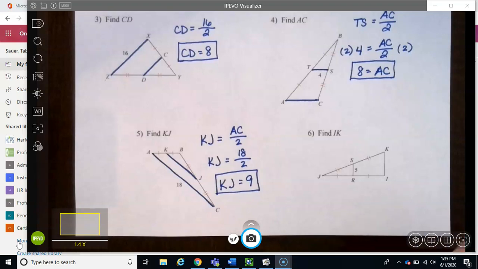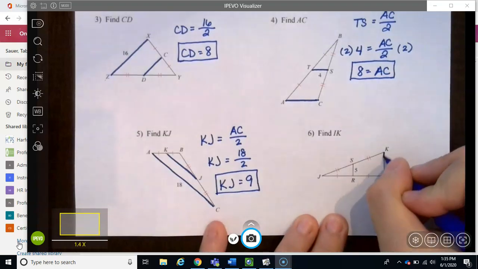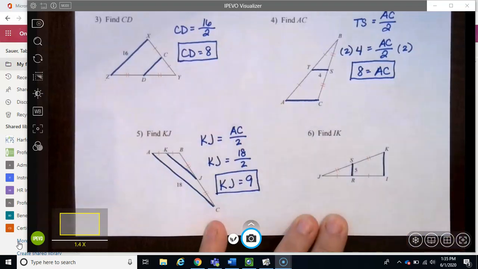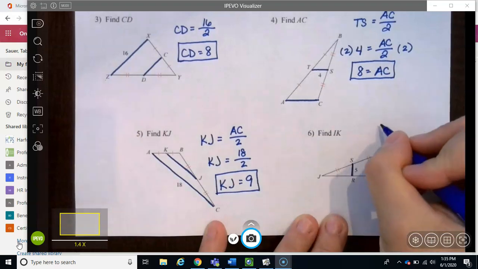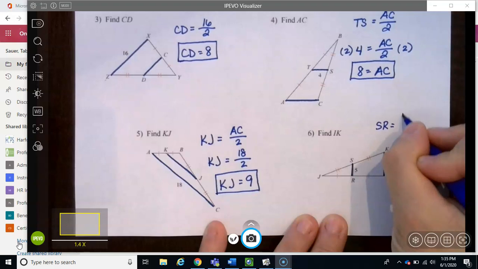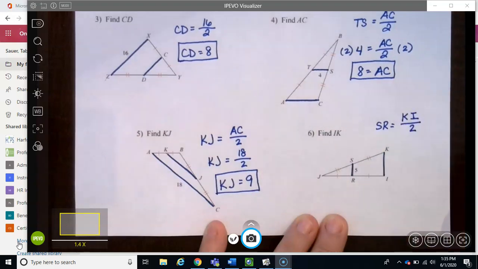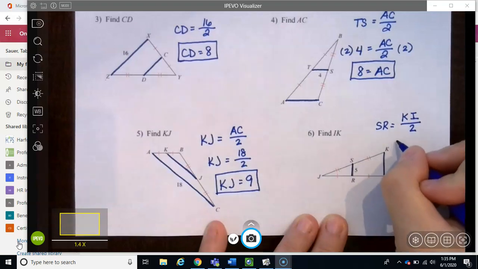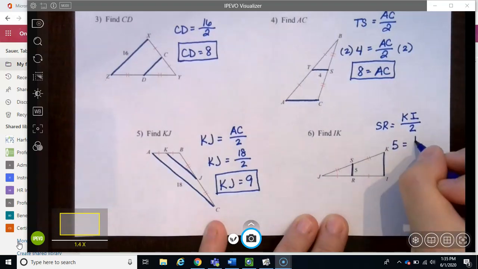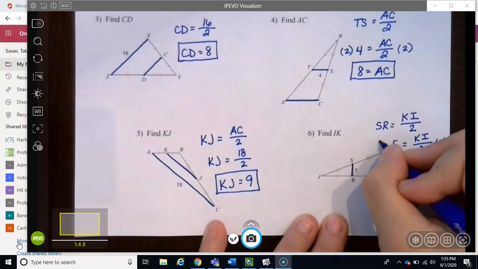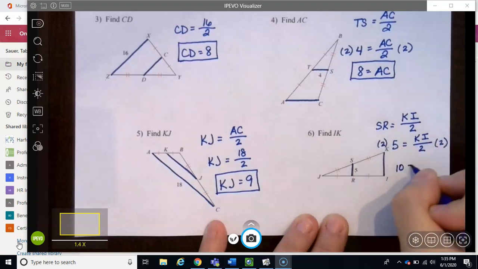All right, find the length of IK. IK is the base. SR is the segment that's parallel to it. So we set it up as the mid-segment, which is SR, is equal to the base that's parallel to that, KI, which is what we're trying to find, divided by 2. So we know what SR is. SR is 5, so 5 equals KI divided by 2. To get KI by itself, you multiply both sides by 2. So 10 is equal to KI.